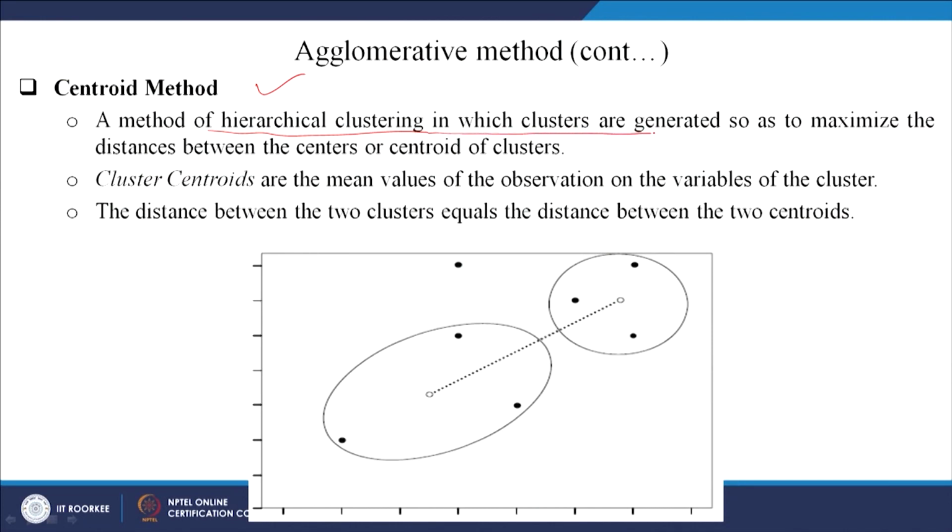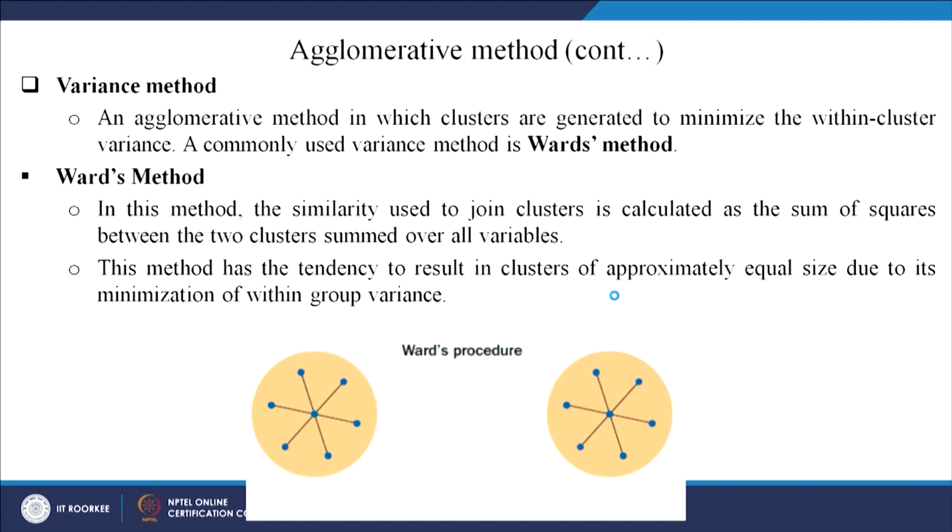Then the next method, after linkage, is the centroid method, a method of hierarchical clustering in which clusters are generated so as to maximize the distance between the centers or centroids of clusters. What are these centroids? Cluster centroids are nothing but the mean values of the observations on the variables of the cluster. So, we take the mean value; the distance between two clusters equals the distance between the two centroids. So, it takes the mean value and finds a centroid, for this cluster this is the centroid or the mean point, and then it takes the distance between these two points.